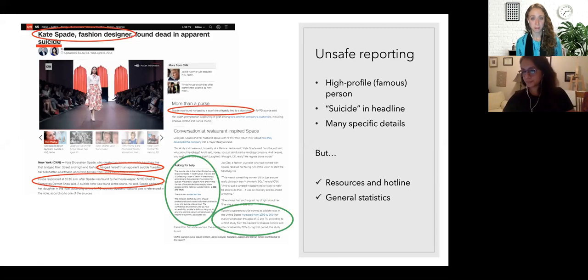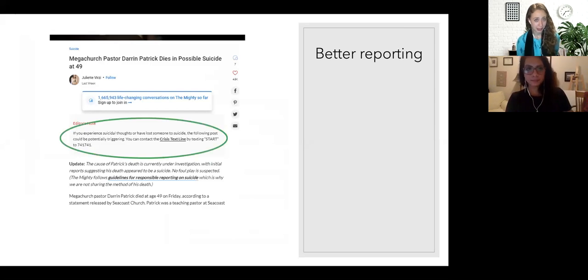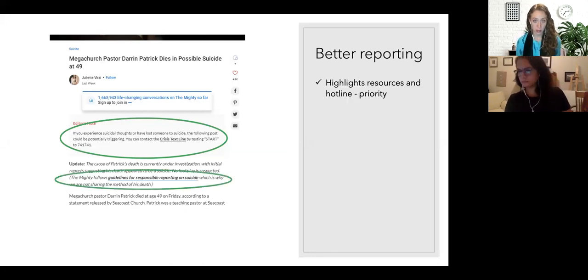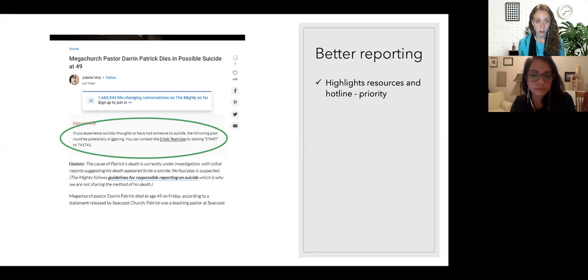So that was good. An example of better reporting, again, this is a Western context, of a pastor. It does highlight the word suicide in the headline, but it's possible suicide, so it leaves room for correction if that hasn't been confirmed yet. And it does highlight resources and hotline as the priority. You'll notice that before they even start the text of the article, there's a note saying, if you experience suicidal thoughts, here are some resources.